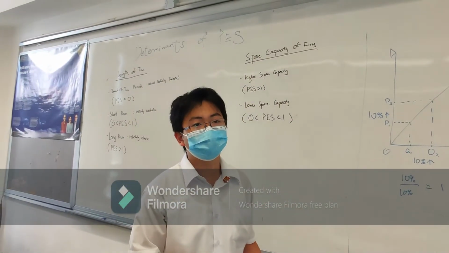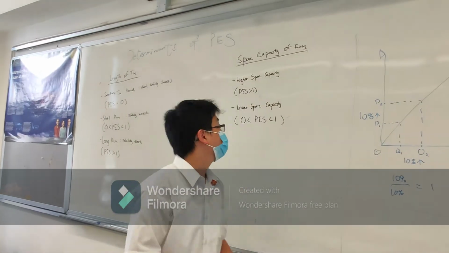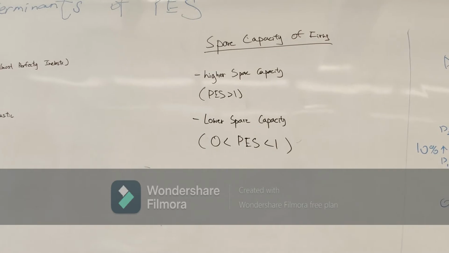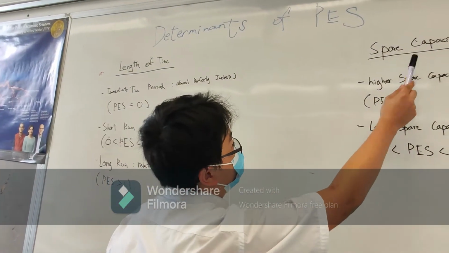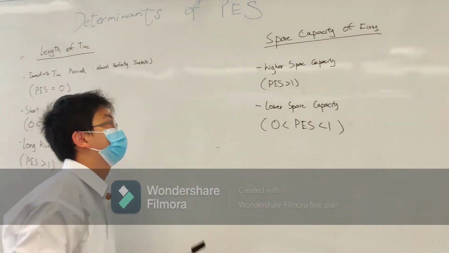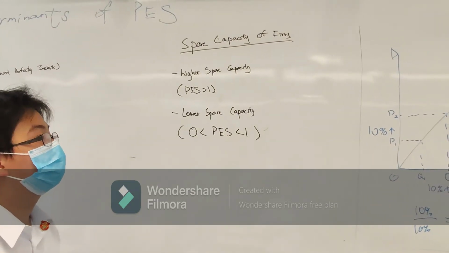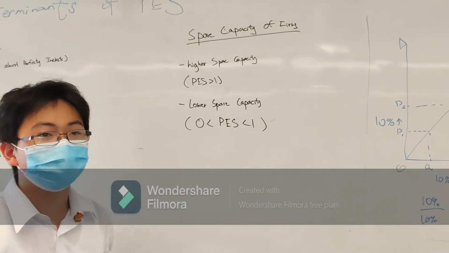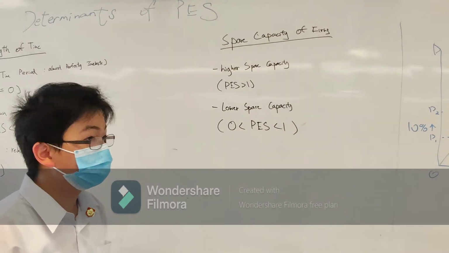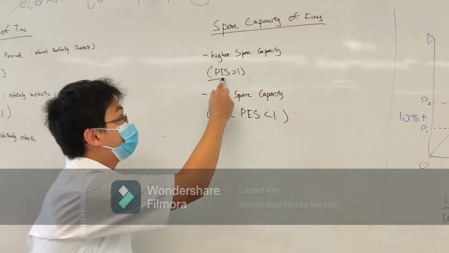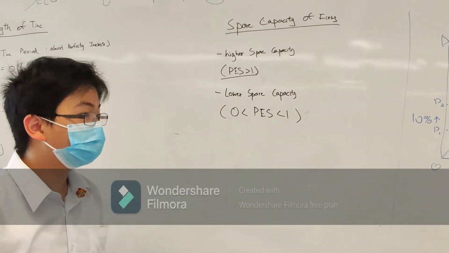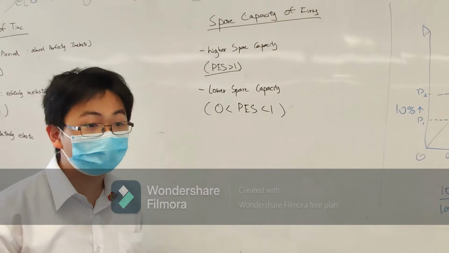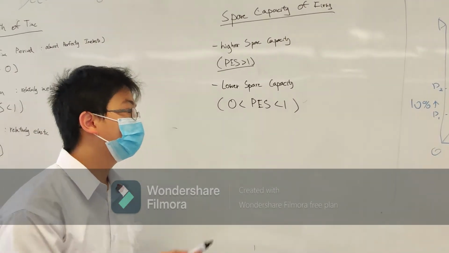So after this, we must look at the determinants of PES. Now, under PES, there are two determinants. There's the length of time and the spare capacity of firms. Now let's look at the spare capacity of firms first. When the firm has a higher spare capacity, it can adjust to the price change with greater quantity. So it means it can be elastic. So the PES will be bigger than 1. Now, contrary to that, when the firm has lower capacity, when the price changes, the firm cannot adjust to the price, so it will be relatively inelastic.